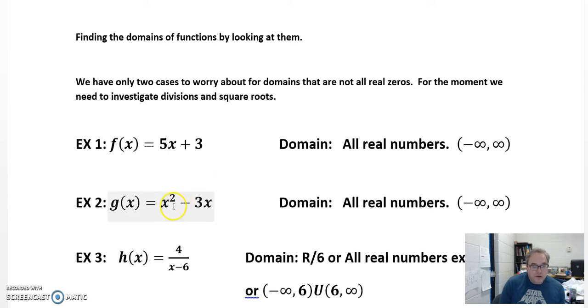Next one down, x squared minus 3x is g of x. Again, I do not see any division. I do not see any radicals, square roots. So my domain, again, is all real numbers.